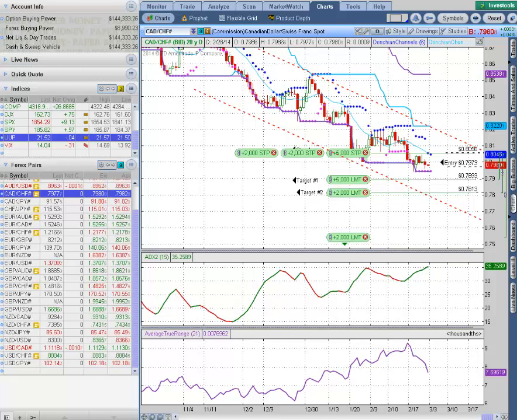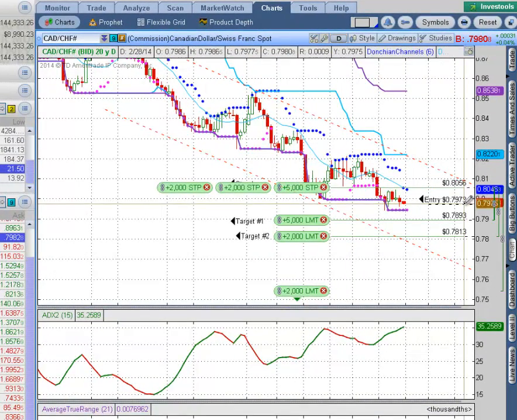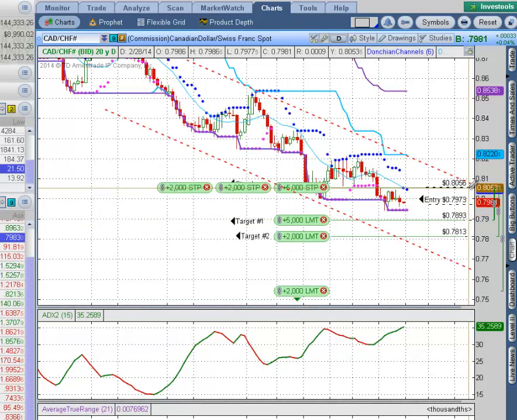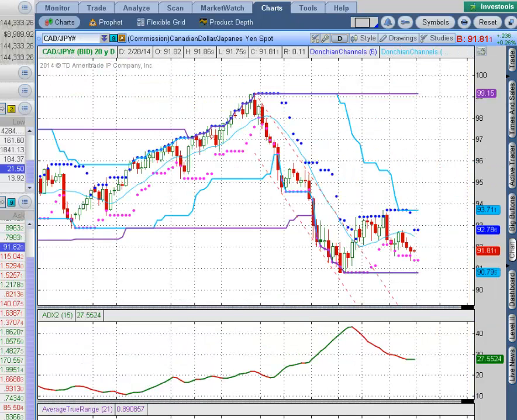Let's first look at the price chart of our open trade on the CAD Swiss franc. We're short 9 micros at 0.7973. Target number 1 is 0.7893 and our stop loss is at 0.8056. The second qualified pair was on the CAD yen. This would be a bearish trade. Most recently we see the price moving sideways though.